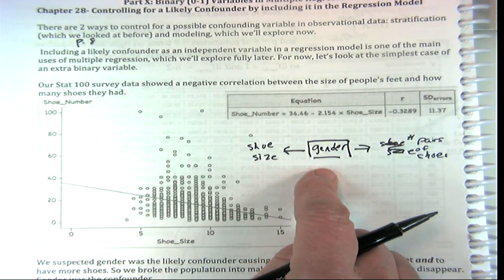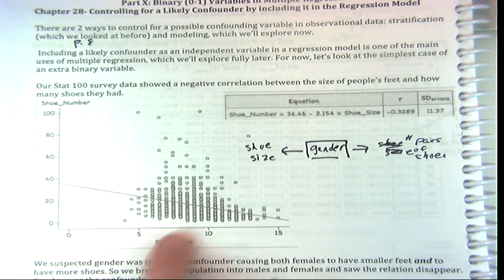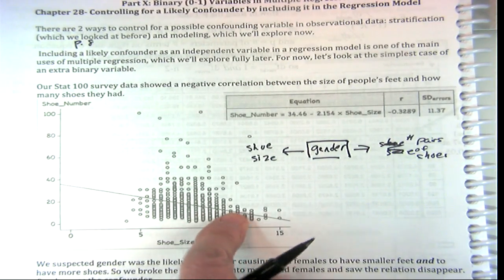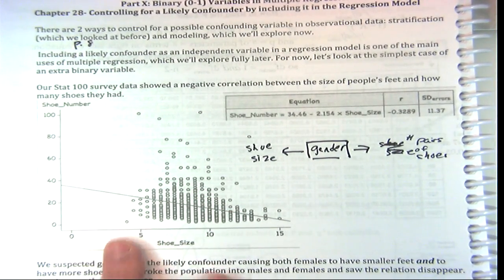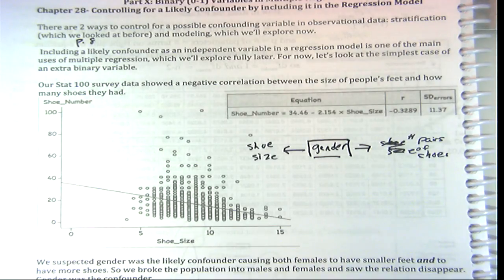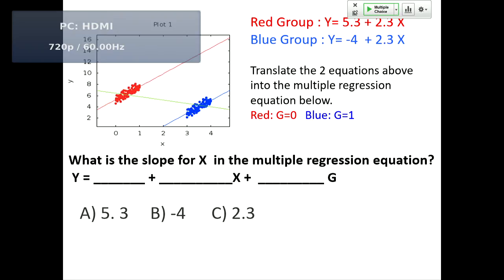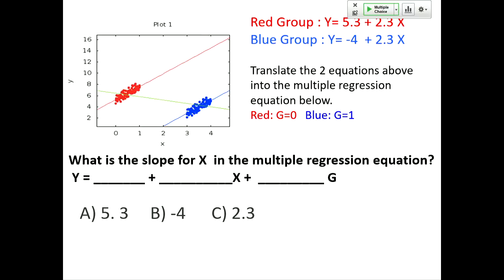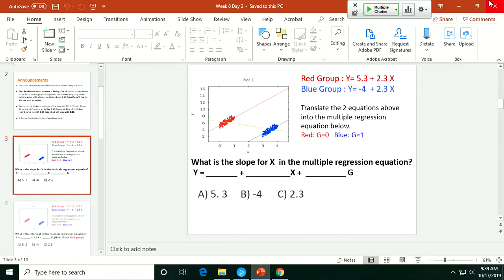So what would we do if we thought that was a confounder? We'd try to stratify on gender. And why don't I show you this picture and show you what happens? Okay, I'll pull up this data, and let's look at it.